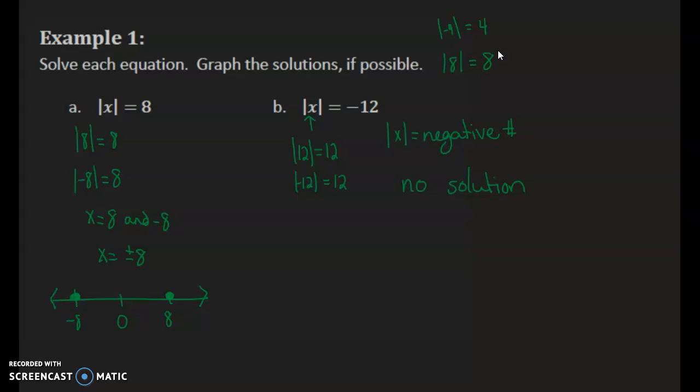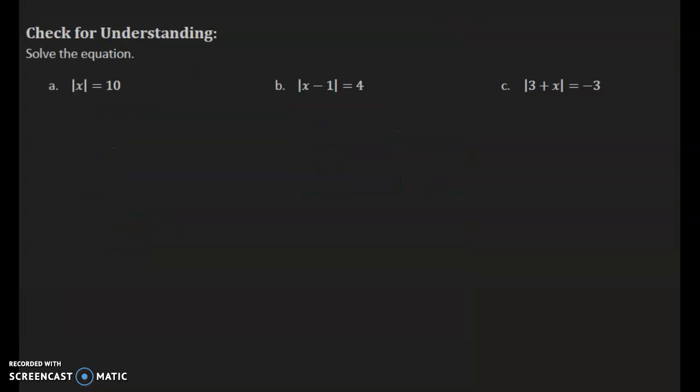Let's go ahead and try one on the check for understanding. I'd like you to go ahead and try A. All right, so since it is absolute value equals 10, your answer is going to be 10 and -10, or you could have written your answer as ±10. We're going to go back and finish example 1 before we complete the remaining check for understanding problems.